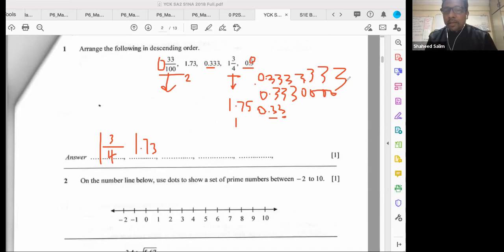So which one is biggest? This one is biggest among the 3. So this must be the next one, 0.3. Put the dot on top. This dot means never ending number. Then the next one is 0.333. And the last one is 33 over 100. Okay. So we move on, okay? I hope you understand what I'm saying.